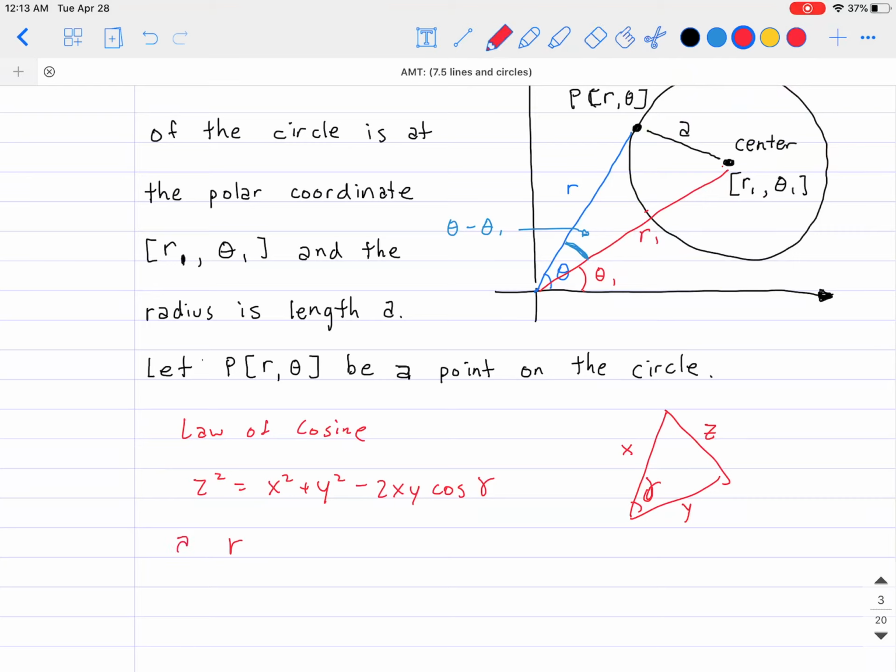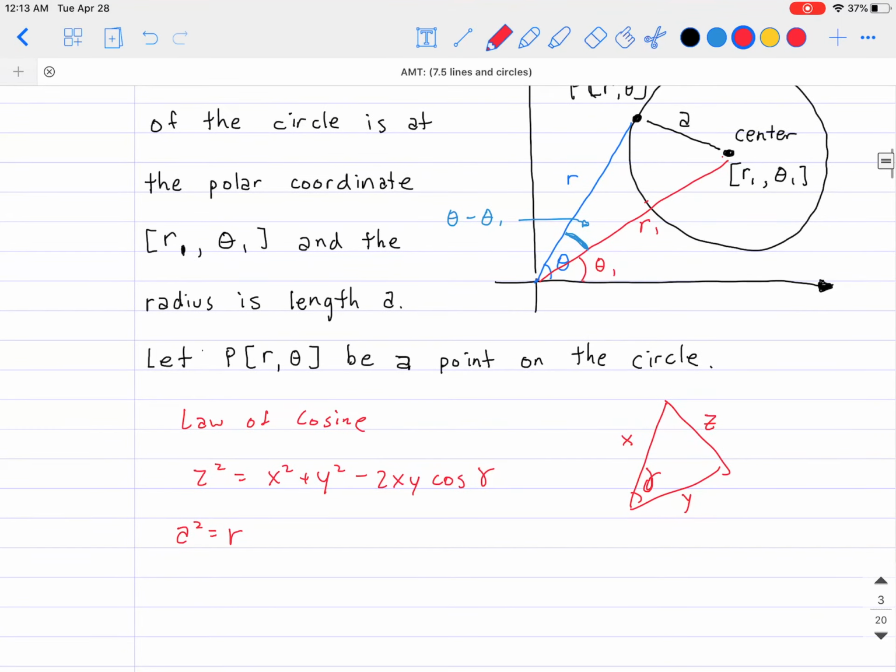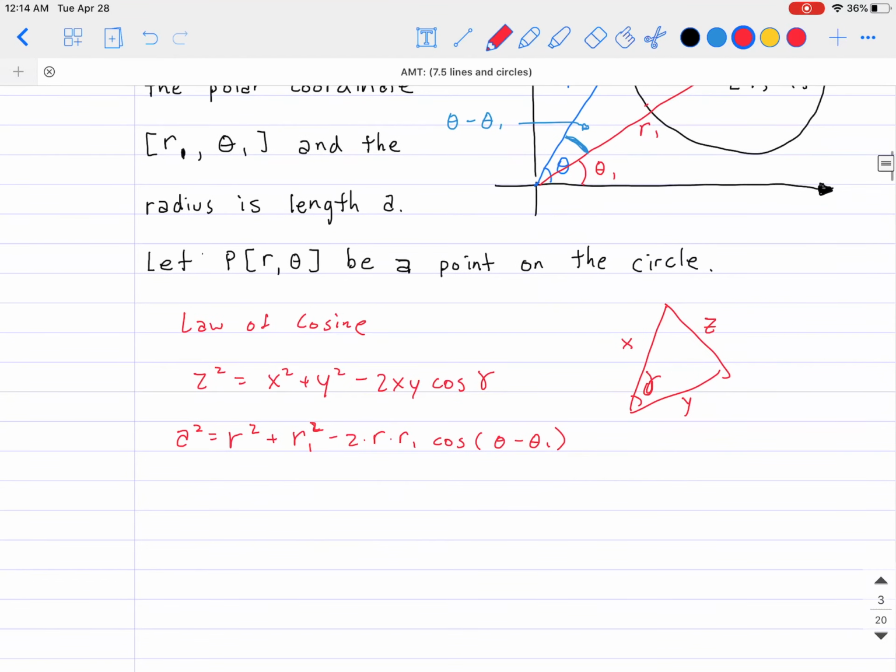So let's see, a squared is equal to r squared plus r1 squared minus 2 times r times r1 multiplied by the cosine of theta minus theta1. So this is going to be our equation of the circle in polar form.